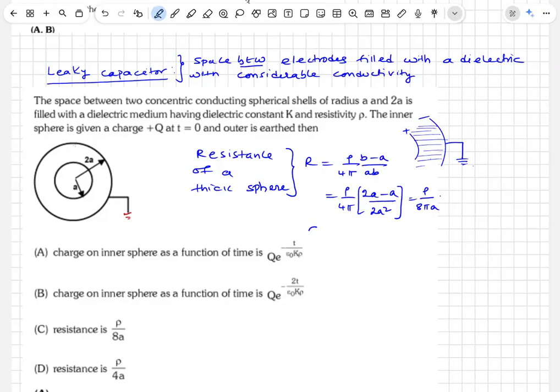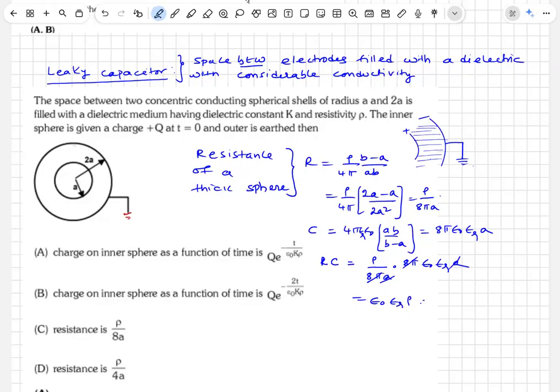What is the expression for capacitance? 4 pi epsilon naught epsilon R times 1 by (1 by A minus 1 by B), that is AB by (B minus A). B is 2A. So finally, this is 8 pi epsilon naught epsilon R A. What is the equivalent time constant of this arrangement? RC. RC is rho by 8 pi A times 8 pi epsilon naught epsilon R A. This is epsilon naught epsilon R rho. What is RC? Time constant.